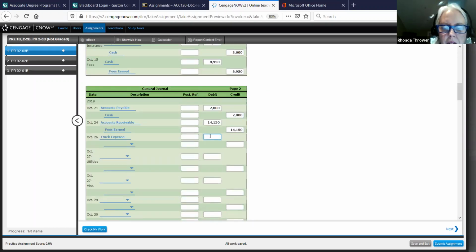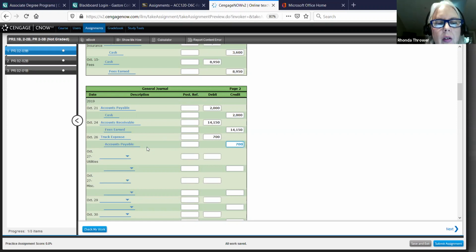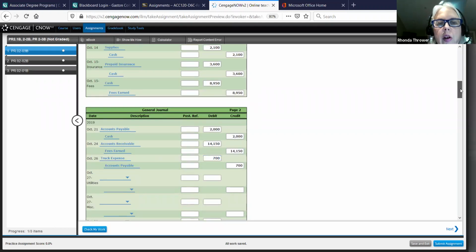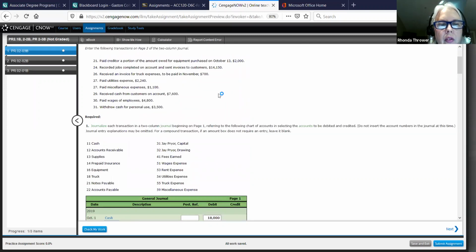So I'm going to debit my expenses because expenses increase on the debit side for $700. And I'm going to credit my accounts payable because I'm not going to pay that $700. It's not due until November. So I've created a liability account to go with that expense account there. I owe $700 for this that I'm going to pay next month when the invoice is due.